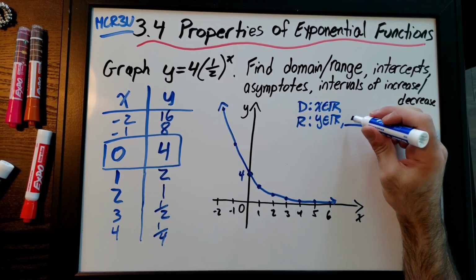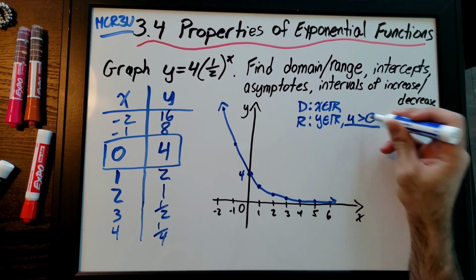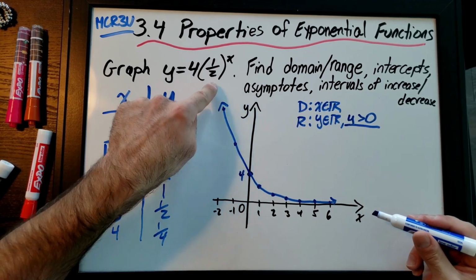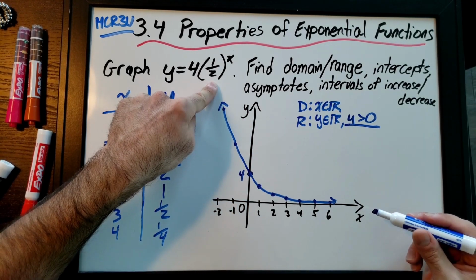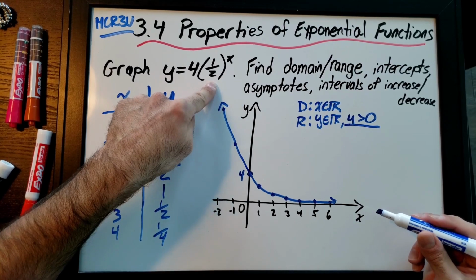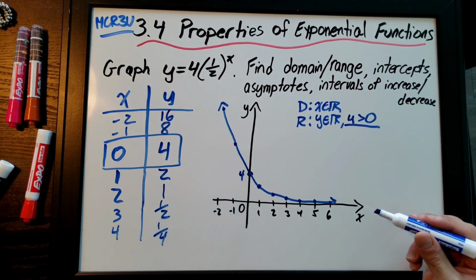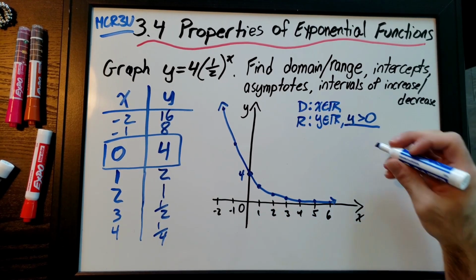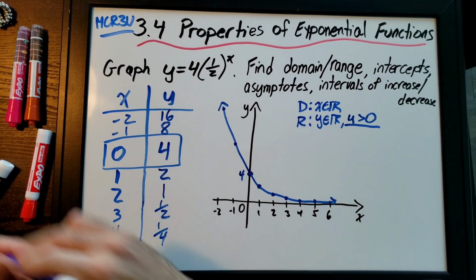So this tells me that y must be greater than 0. There's no way that this line is going to touch 0. If I multiply by a half forever, even if I do it 1 zillion times, 1 zillion halves times 4 is still greater than 0. So I have an asymptote right at y equals 0. So my asymptote, I'll do it in a different color.